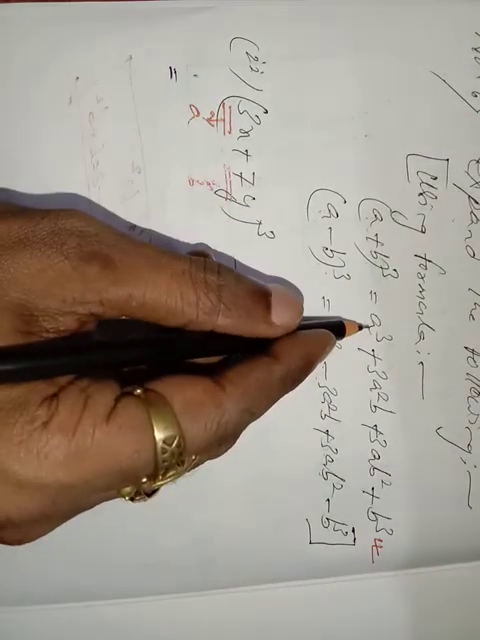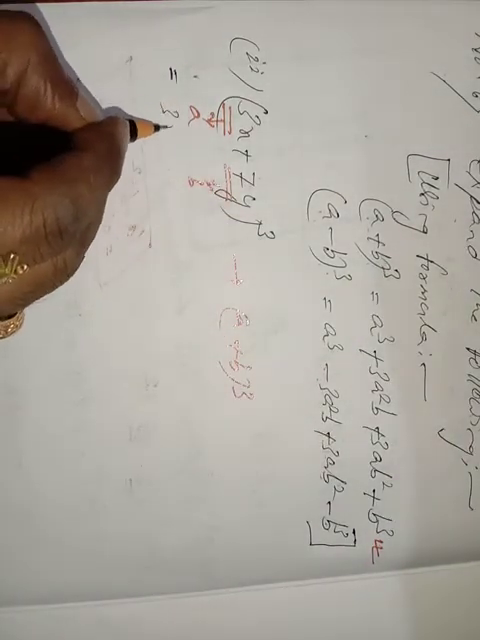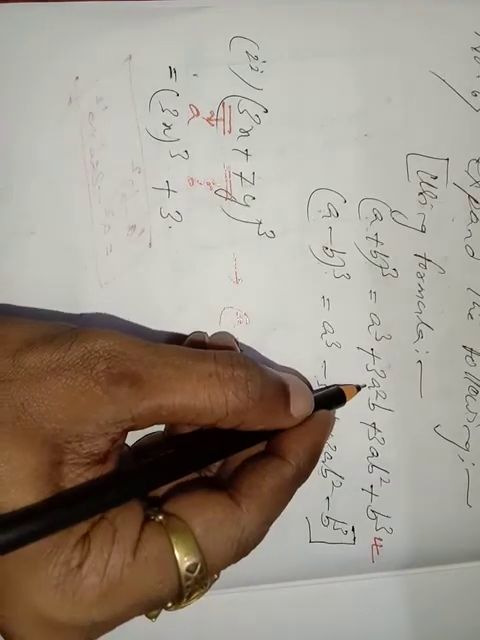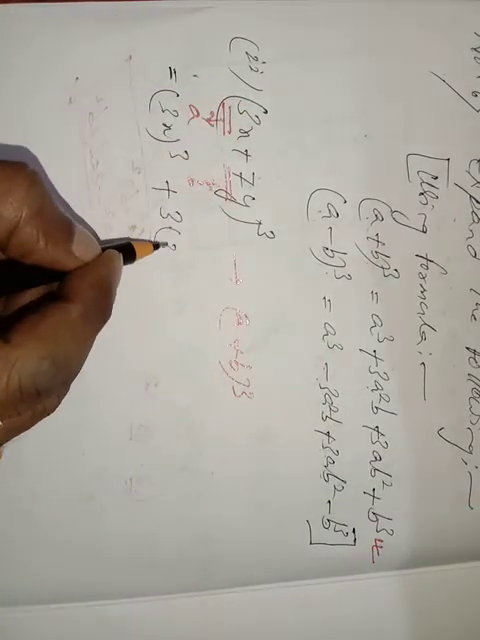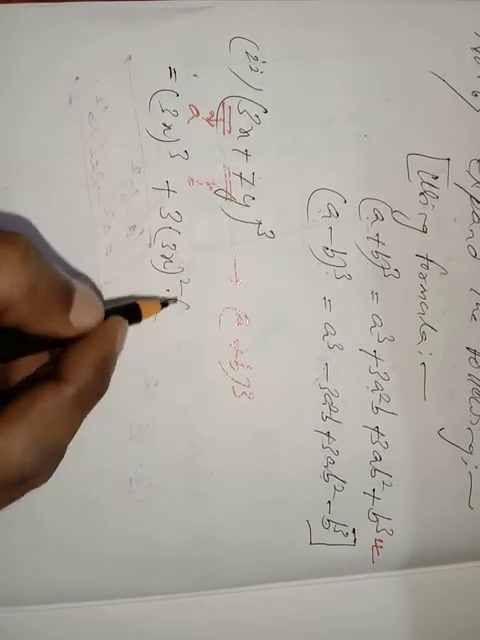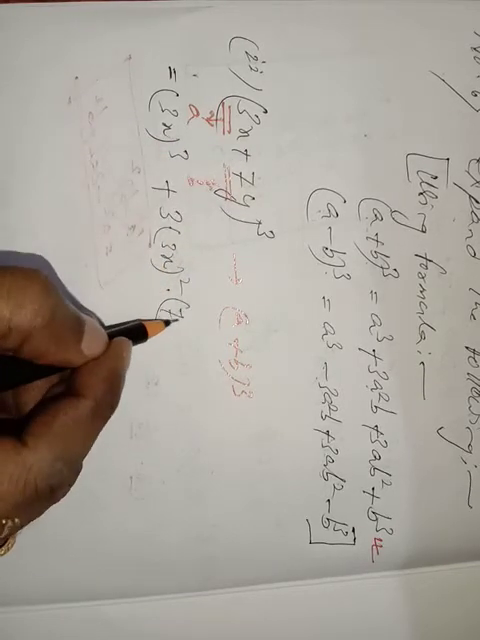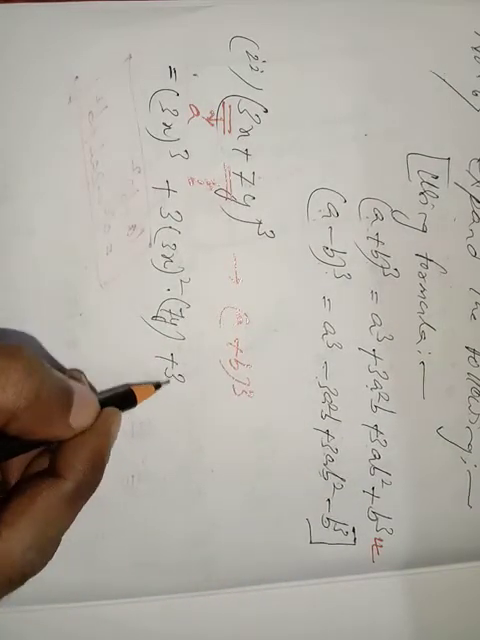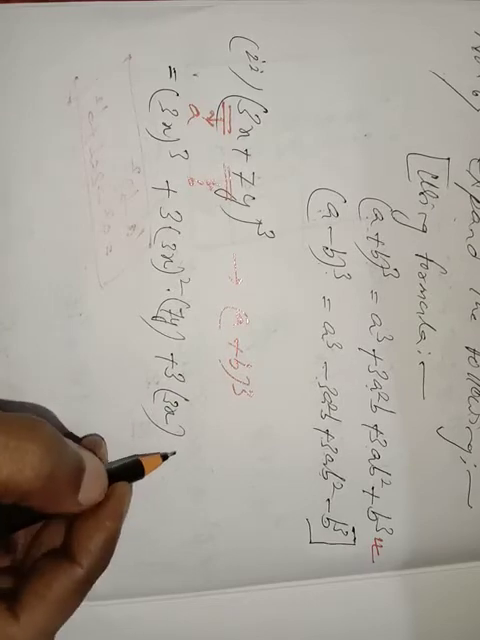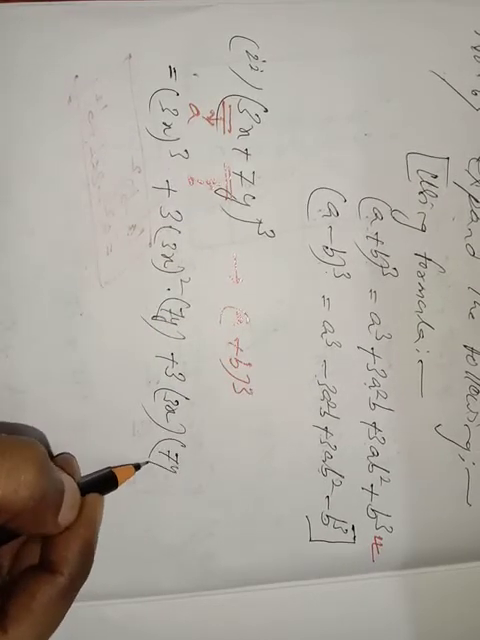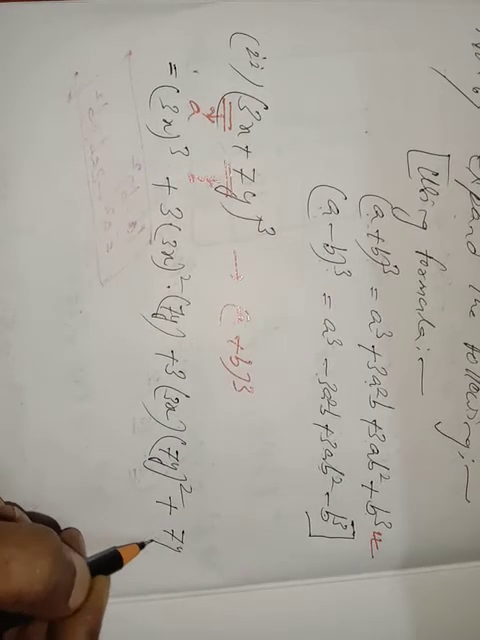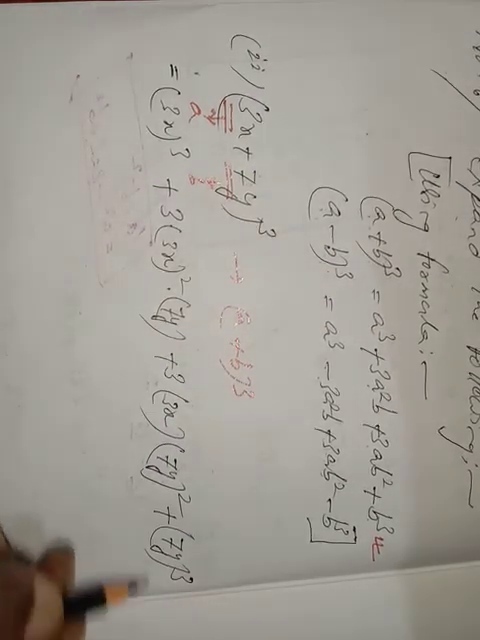First I write a cube. a means here 3x, so (3x) whole cube, plus 3 a square b. a square means (3x) whole square, and b means 7y. Then plus 3ab square: 3 times a, which is 3x, times b square, (7y) whole square. Next plus sign, b cube, where b means 7y, so (7y) whole cube. Very carefully see here, I am writing one by one.